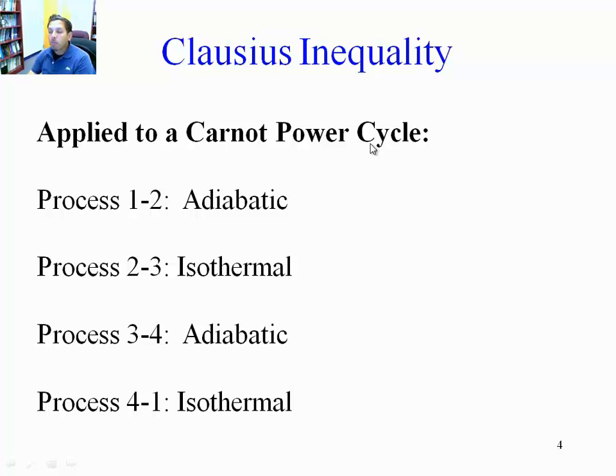Now, if we look at the four processes in a Carnot power cycle, we have an adiabatic process from 1 to 2, an isothermal process from 2 to 3, an adiabatic process from 3 to 4, and an isothermal process from 4 to 1. So now let's take that integral of Clausius, the integral of dQ over T, the integral of the heat transfer divided by temperature, and apply it to each one of these four processes. Okay?